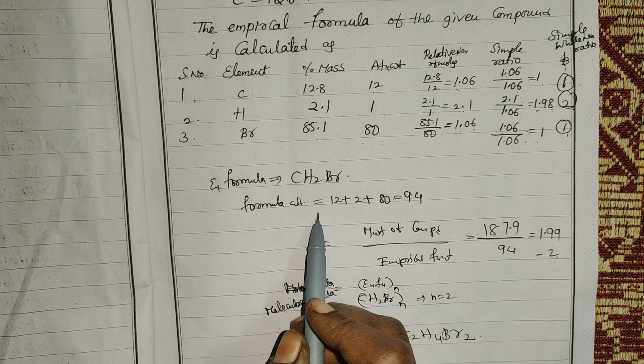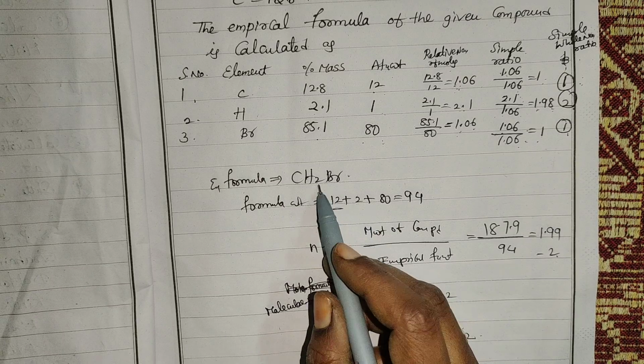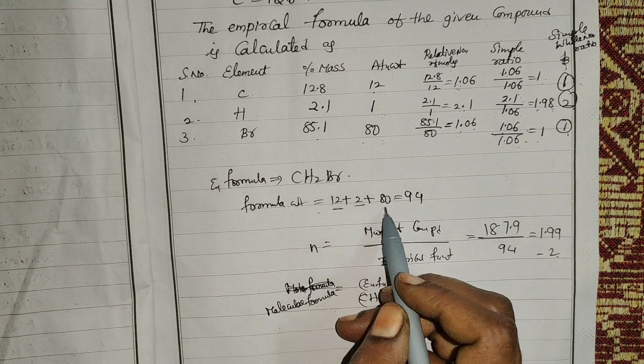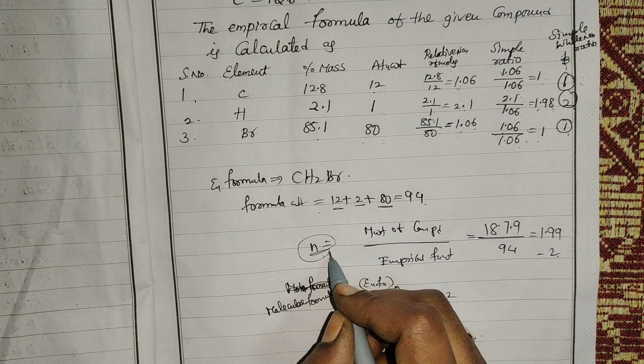Now we have to write the formula weight. Carbon 12, hydrogen 2 atoms are there, that is 1 by 2, bromine 1 is there, that is 80. Total 94 formula weight. Then we have to write the n number.